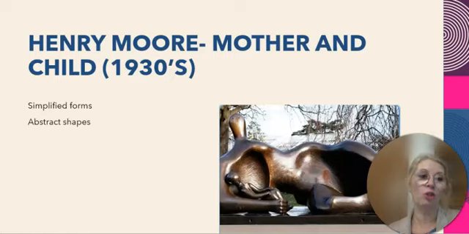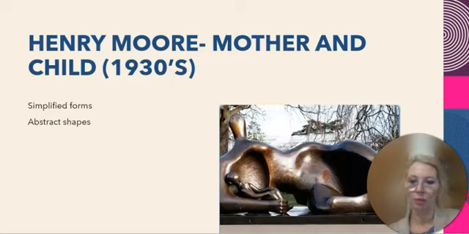I want to show you two specific artists. This is Henry Moore's Mother and Child. It was sculpted in the 1930s. One of the most famous modernist sculptors was Henry Moore. He believed that sculpture should connect nature and human emotion. One of his most powerful themes was the relationship between mother and child, hence the name of this sculpture. So what do you notice as you're looking at it?